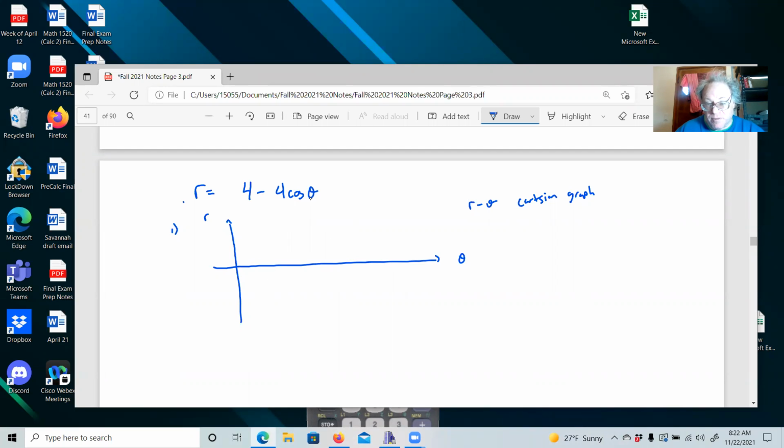Before I draw my graph, what I should have done was figure out the biggest value. The biggest thing cosine is going to be is 1. Cosine of 0 would be 1, and 4 minus 4 would be 0. If we have a negative 1, it's going to be 4 plus 4, which would be 8. So effectively, this graph is going to go from 0 to 8.